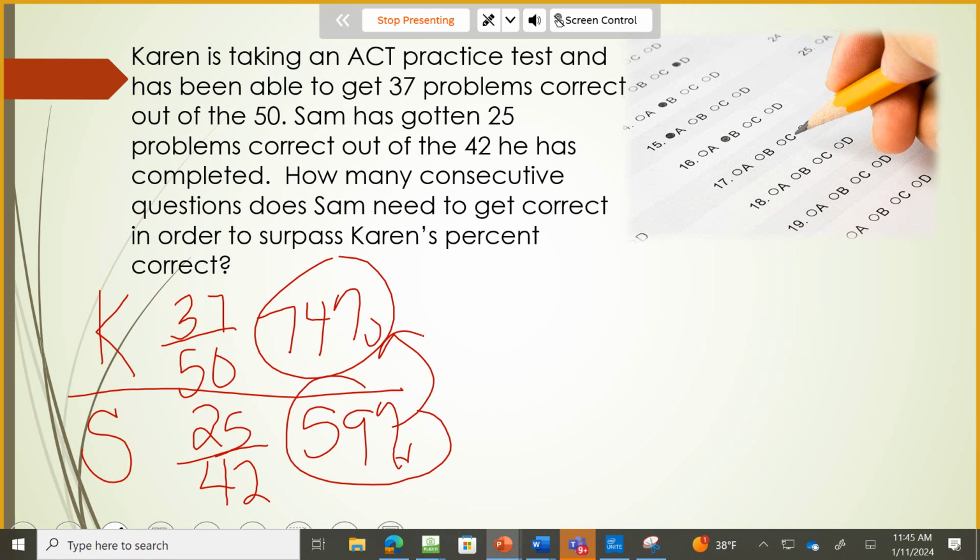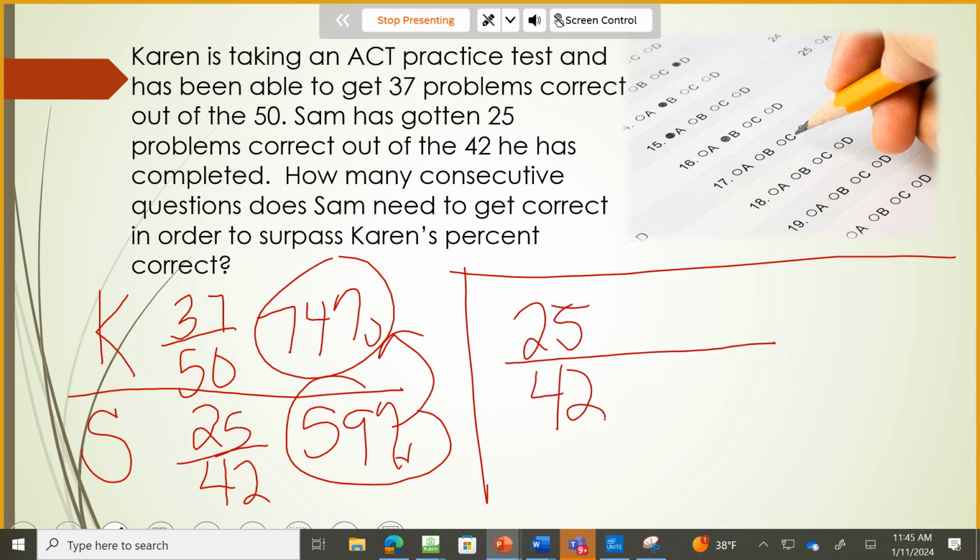So here's what we're going to do. Which of the 2 students is lower? Obviously Sam. We're going to do this equation together. It's very simple. Please write 25 over 42, and I want you to extend that division sign. In order to represent that every question Sam attempts, he also gets right, I want you to put a plus X and a plus X.